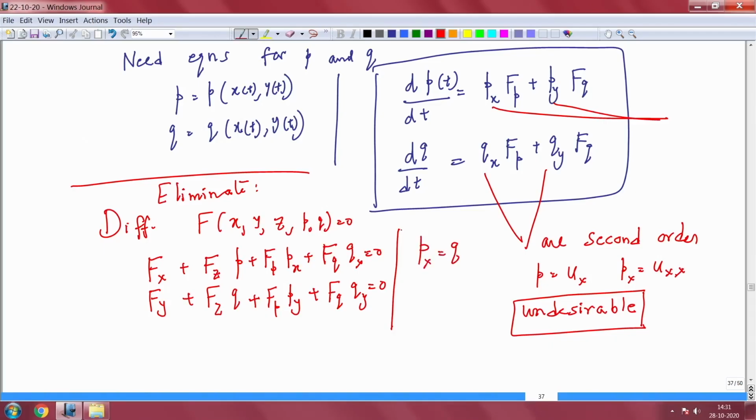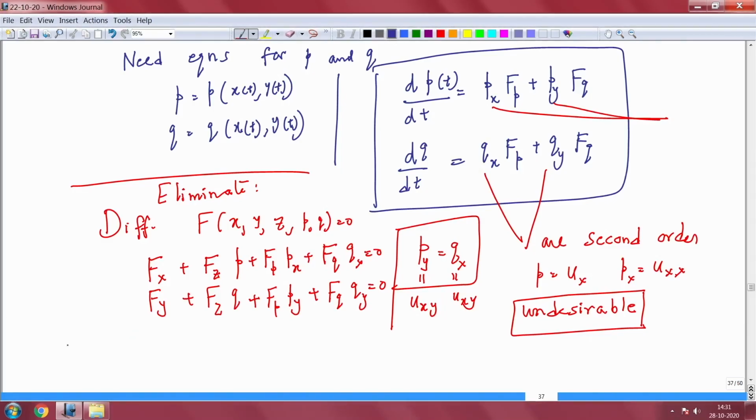Py is equal to Qx. This is nothing but Uxy, and this is also Uxy. So you have 5 equations, eliminate and you can write down the equations now.